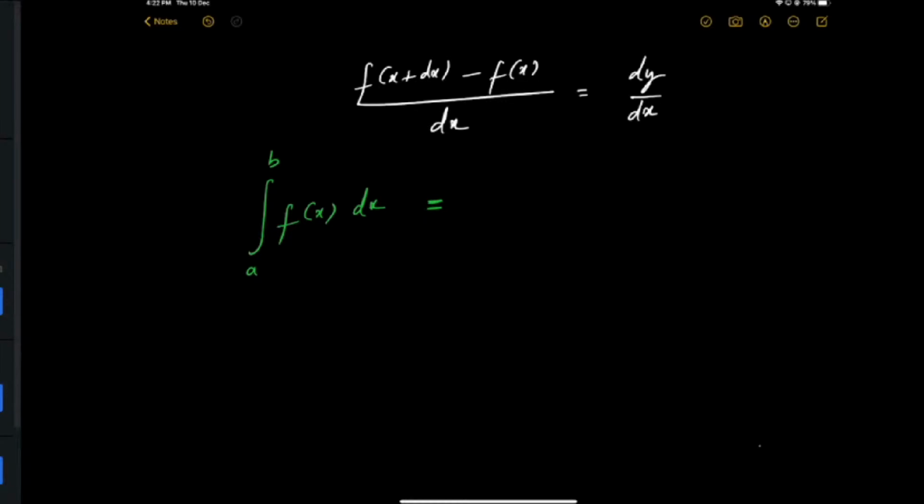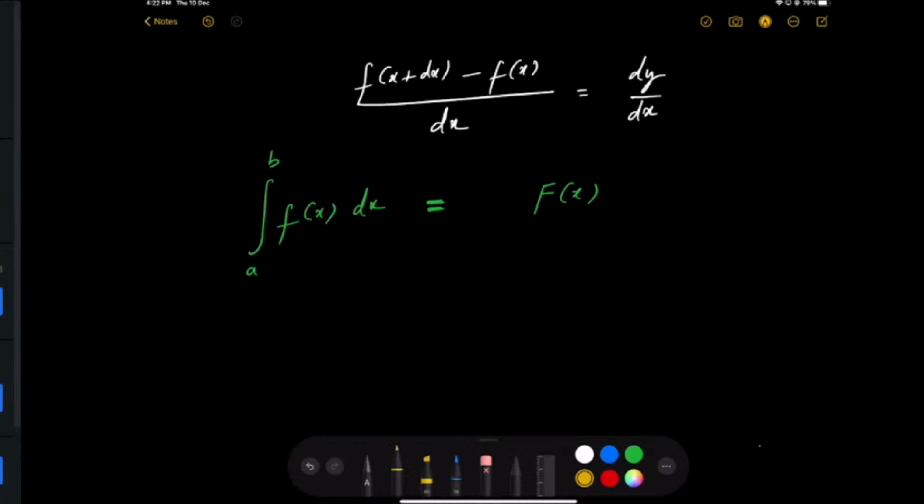The integral I'll write. Now the function is small f of x, and the integral of that function is capital F of x. Okay, so I'll write it here just to make it clear. Capital F of x is integral of small f of x. Clear?